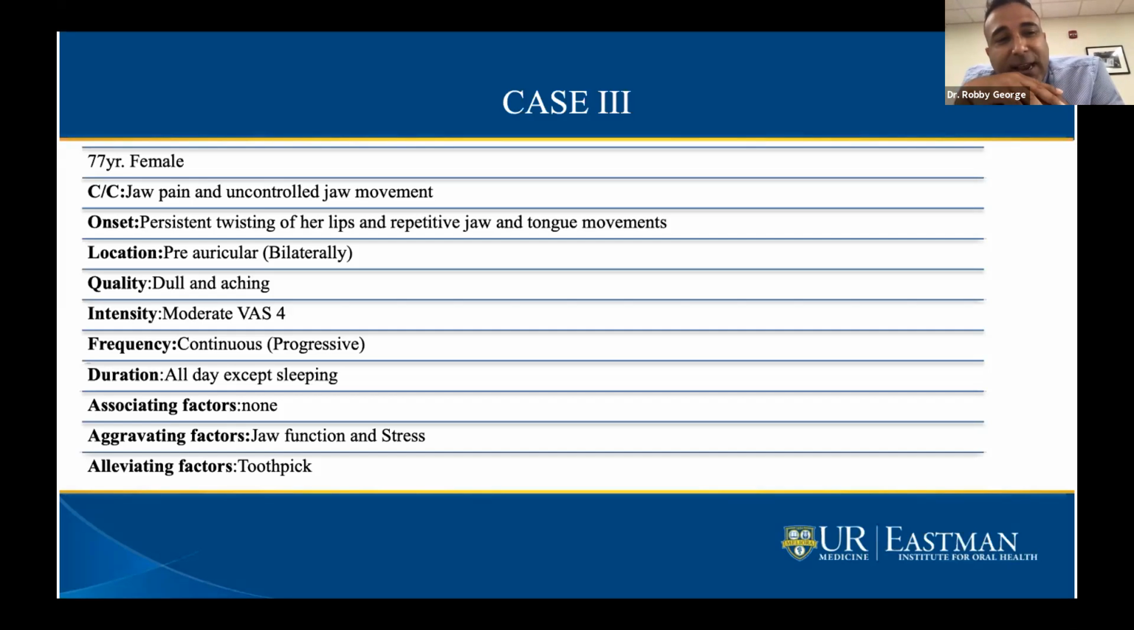Another thing is the intensity for this patient. She said it wasn't that much. The VAS scale was around 4. The frequency is continuous, meaning it comes and goes, but it's there for a long time. And duration, she said it's there all day, but she finds that aggravating factors are when she functions, like when she opens her mouth, or during stress. The alleviating factor is a toothpick, which we didn't find out at first. I'll talk about that later.